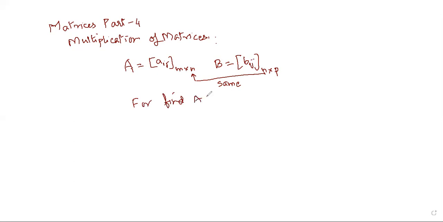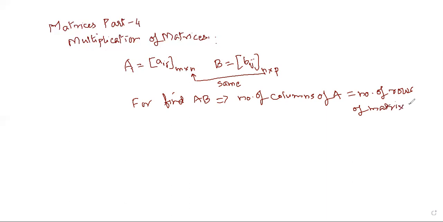When we are multiplying AB, how will we find A into B? I will tell you. But first, for finding AB, we have to check that the number of columns of matrix A must be equal to the number of rows of matrix B. Then only we can multiply. Now, how to multiply?